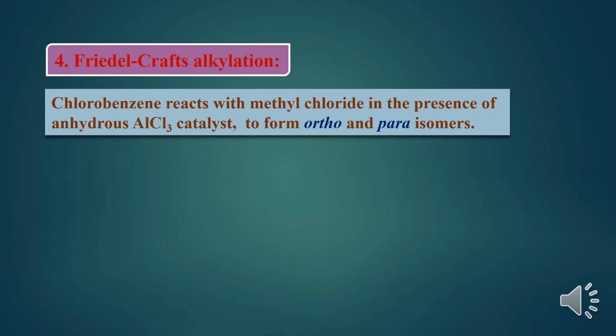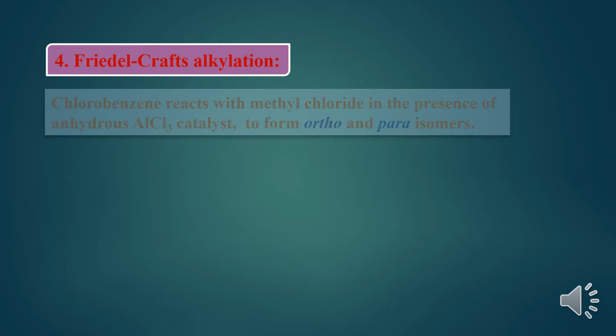So in this the catalyst is AlCl3. So Friedel-Crafts reagent is anhydrous aluminum chloride. So chlorobenzene reacts with methyl chloride. So what we are doing here? Alkylation means alkyl group we are substituting into the chlorobenzene. So methyl group we are substituting in the chlorobenzene. So what product you may expect? So para-methyl chlorobenzene and ortho-methyl chlorobenzene. So anhydrous AlCl3 is a reagent. It is a Friedel-Crafts reagent.